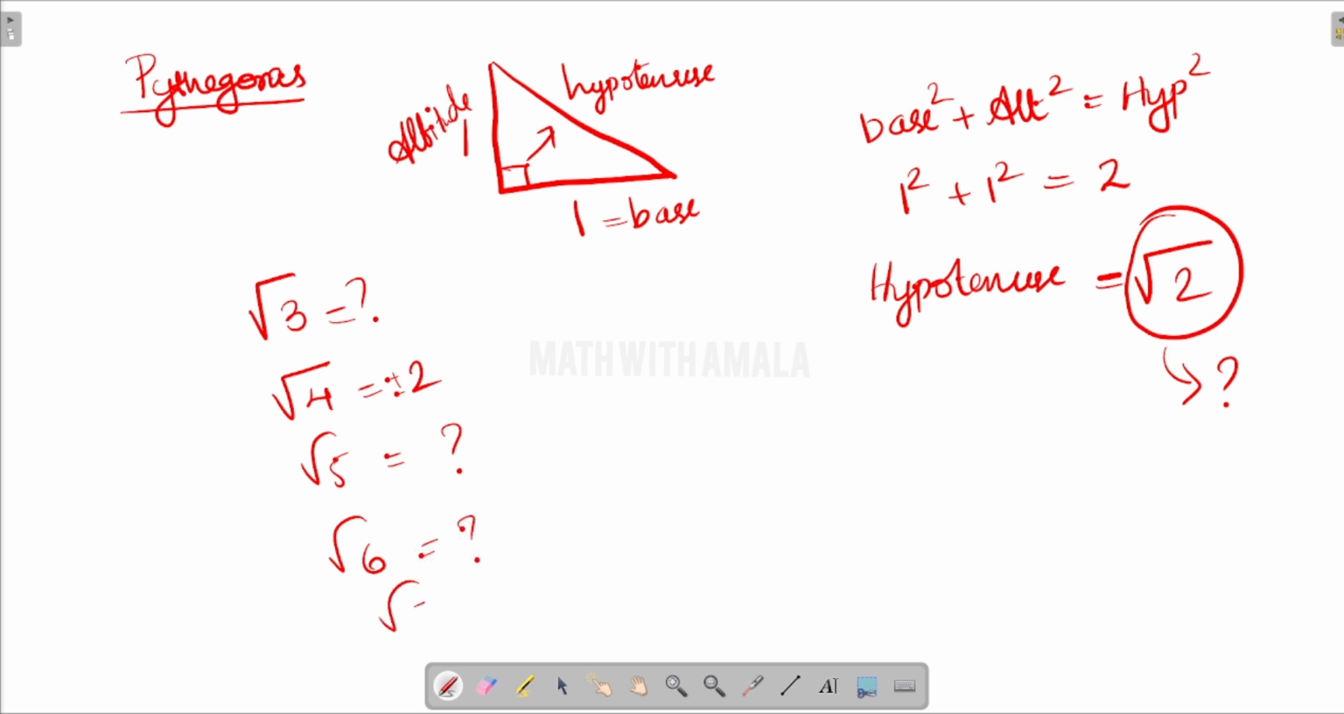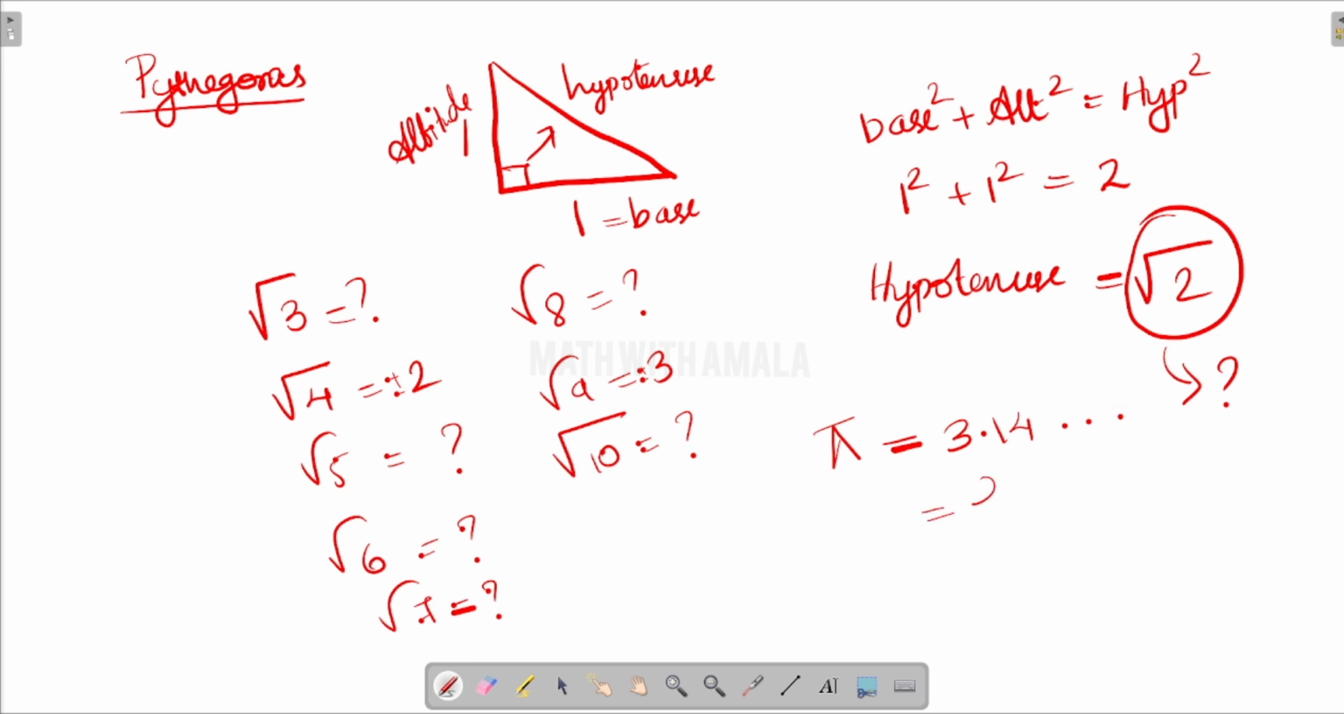Root 5? You don't know. Root 6? Don't know. Root 7? We don't know. Root 8? We don't know. But root 9 is 3. And root 10? Also we don't know. So let's see, what are these peculiar numbers which are not coming as a perfect square root?